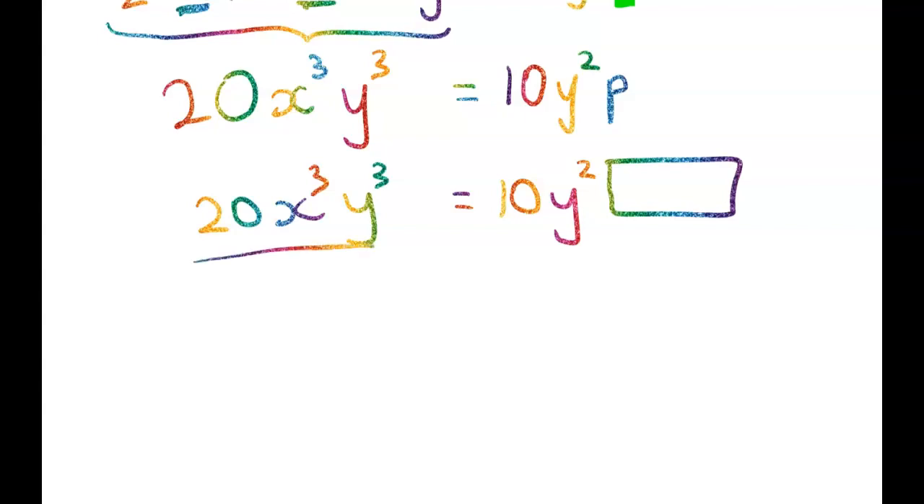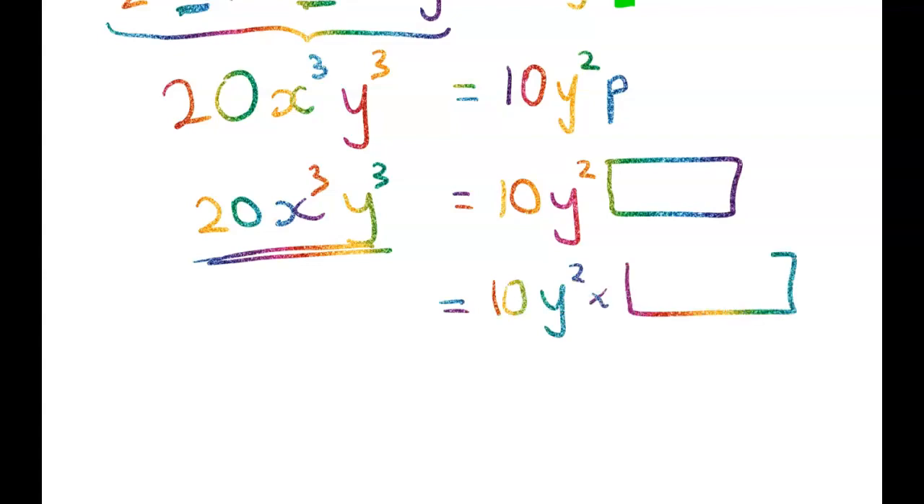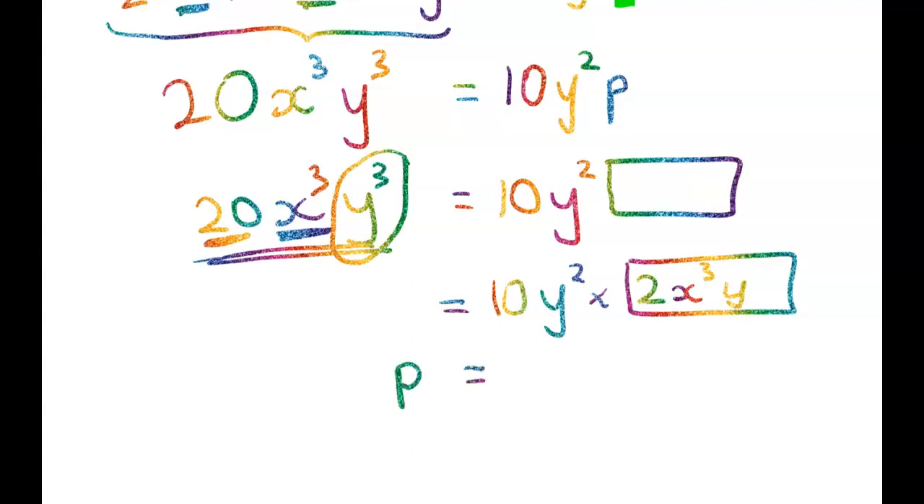So looking now over here, and then looking over here, you can see, what do I need to times by? Well, to match up with the 20, I need to times by 2. I've got no x's so far, so I need to times by x cubed. And I need to end up with y cubed. So far I've only got y squared, so I need another y. So that means that in this case, p is equal to 2x cubed y. That's the first one done.